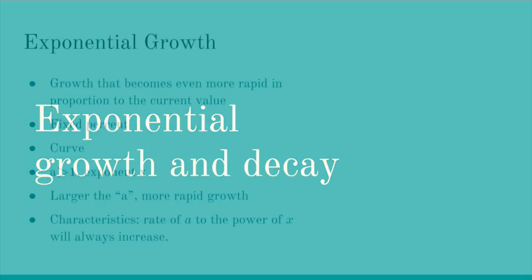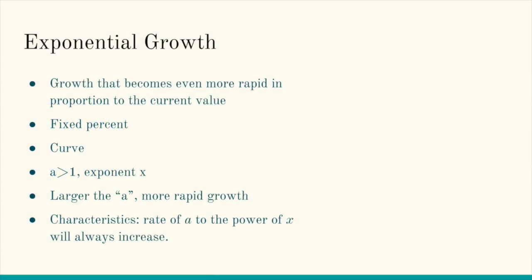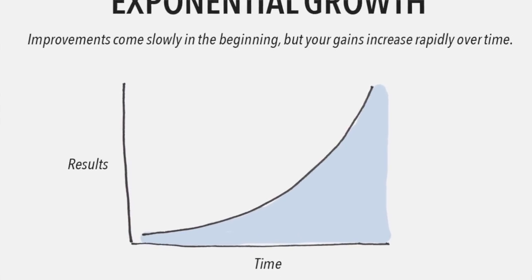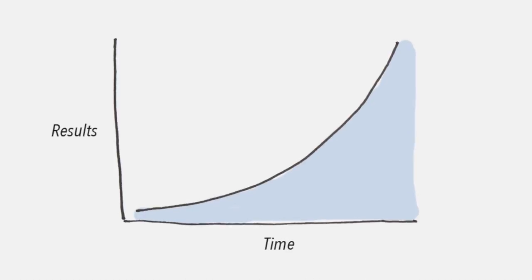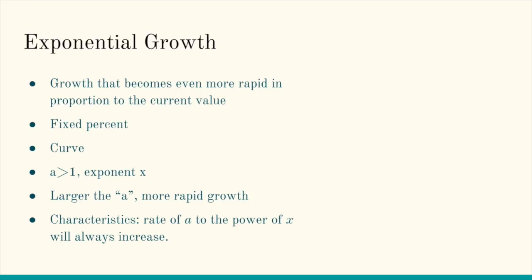Exponential growth and decay. Exponential growth is any kind of growth that becomes even more rapid in proportion to the current value, with a fixed percent, which if graphed is represented by a curve. The function is represented by a base a greater than 1 and an exponent x. The larger a is, the more rapidly something increases. The main characteristic of exponential growth is that every time there is growth, it happens at a rate of a to the power of x every time. This means that it will always increase.